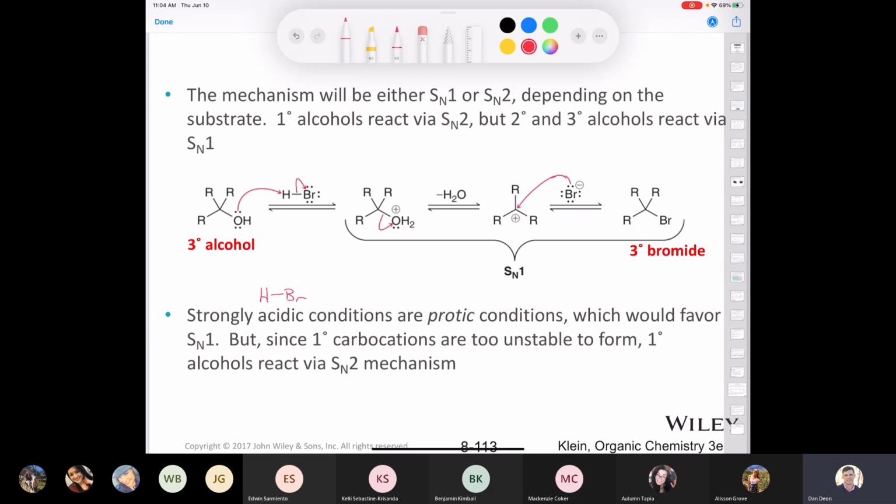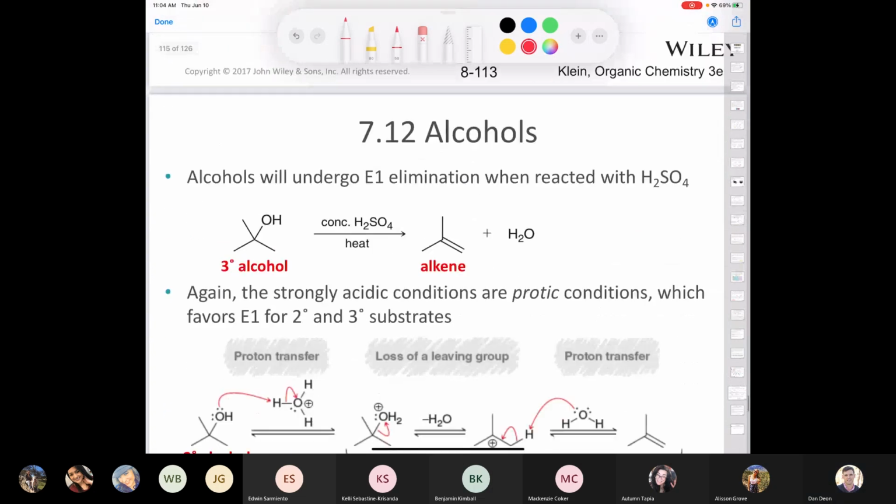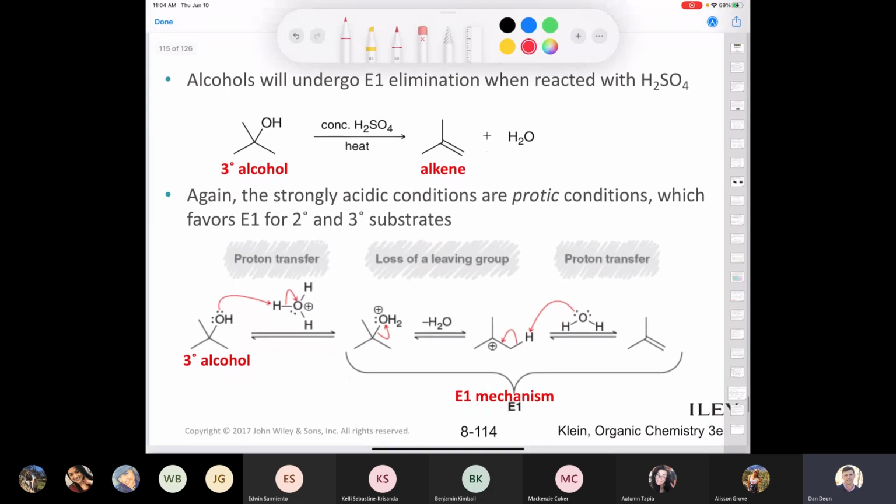There's a typo on here I just noticed. That's not good. It says here, but since primary carbocations are too unstable to form. Oh, no, yeah, okay, it's not a typo. Sorry, I was reading it too fast, trying to do too many things at once.